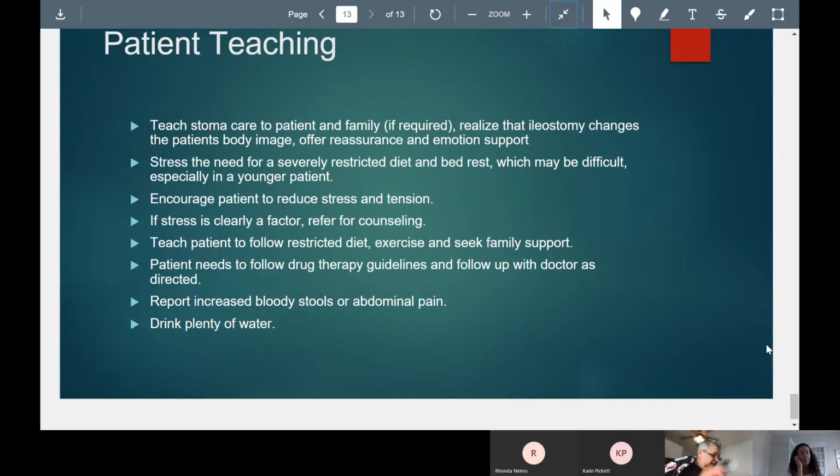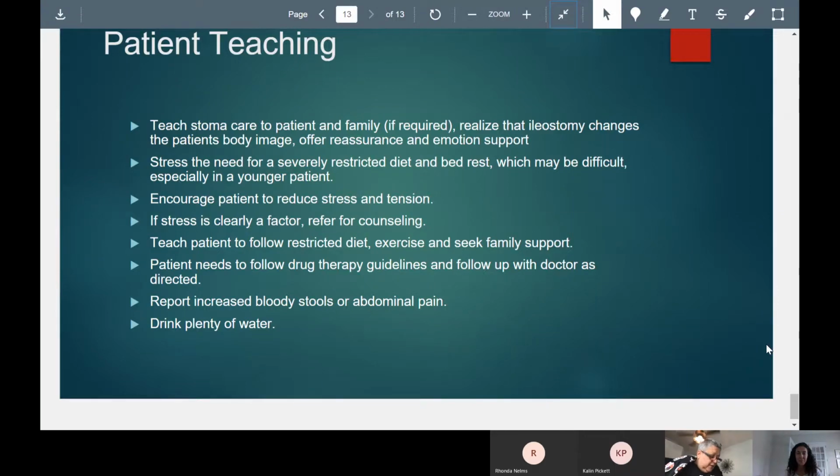Patient teaching is teach on the stoma care, talk about their body image, offer reassurances, emotional support, stress the need for a severely restricted diet and bed rest, which may be difficult, especially in a younger patient. Encourage patients to reduce stress and tension, because that's one of the causes of this. It aggravates it. If stress is clearly a factor, refer for counseling. Teach patient to follow the restricted diet, and they should exercise and seek family support.